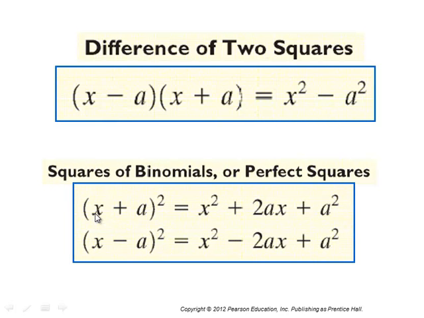If you have a binomial squared, then you're always going to have this form here or here, depending on if this is a plus or a minus. Then this will be a plus or a minus there. But this second sign will always be plus.